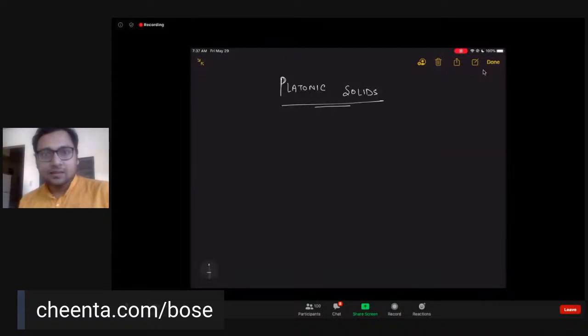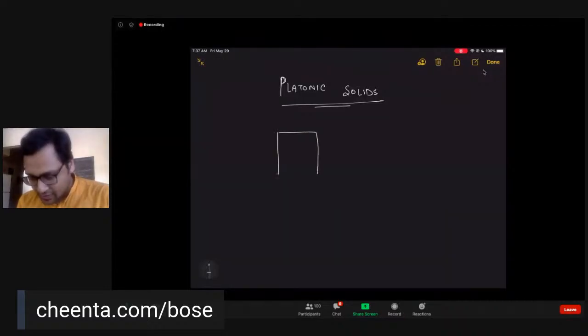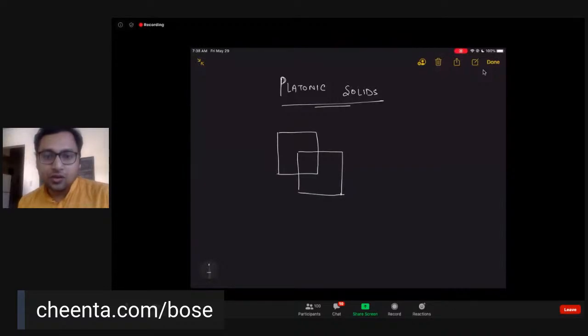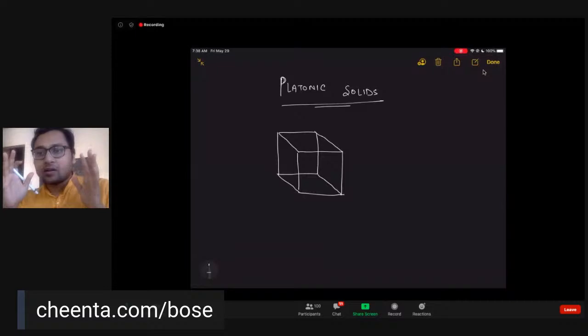So we will be discussing something called platonic solids, and let's start with something absolutely simple. We will start with this. Suppose we have a unit cube like this. Can all of you draw a unit cube on your notebook? If you have a pen and paper, draw a unit cube on your notebook.